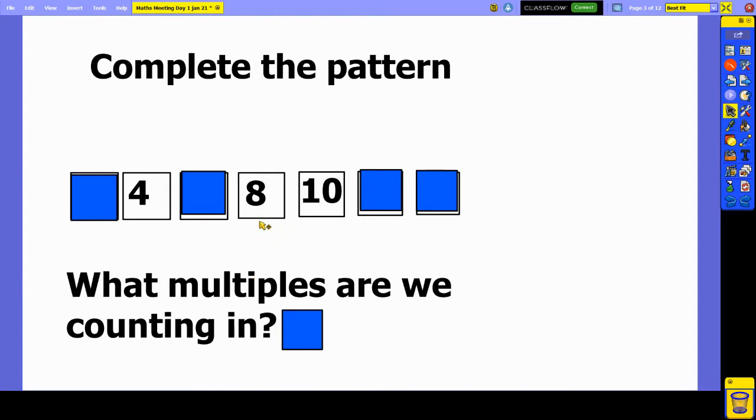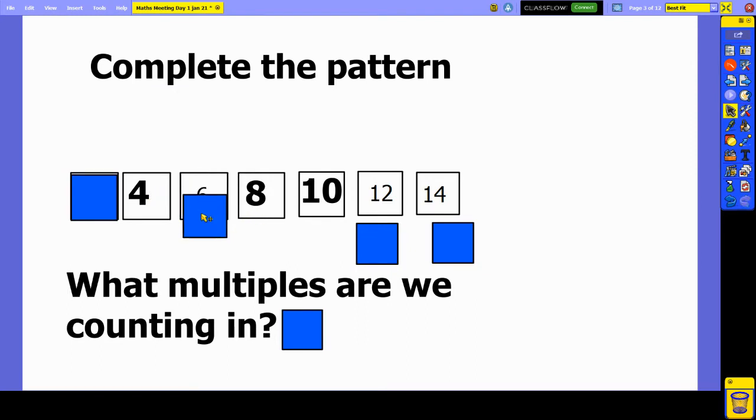So here, I've got a 4, I've got an 8, and I've got a 10. So 8 and 10. I know that I'm counting up in 2s there, so I'm going to go 8, 10. Another 2 is 12. Fantastic. 8, 10, 12. And another 2 is 14. Let's count backwards and make sure we're doing this correctly. 14, 12, 10, 8. That is a 6 and a 4.